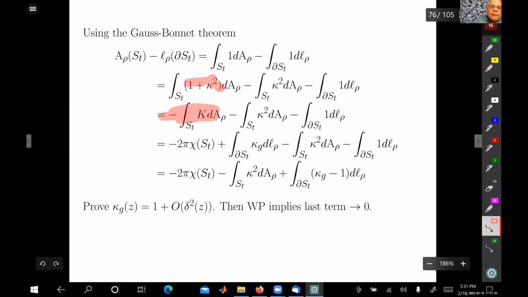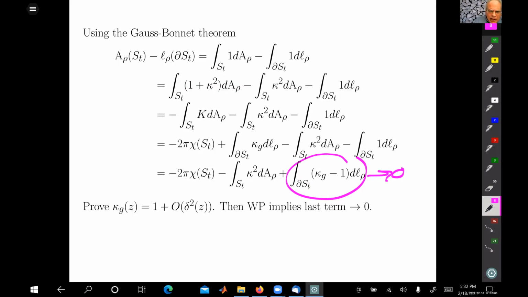I mentioned that before. Now we use Gauss-Bonnet. When we integrate the Gauss curvature, it becomes a topological term and an integral of the geodesic boundary. And now we rearrange. We have the topological term, we have the integral of the principal curvatures, and then we have this annoying term of the geodesic curvature minus 1 on the boundary. And what we really want is this to go away. We want that to be 0.